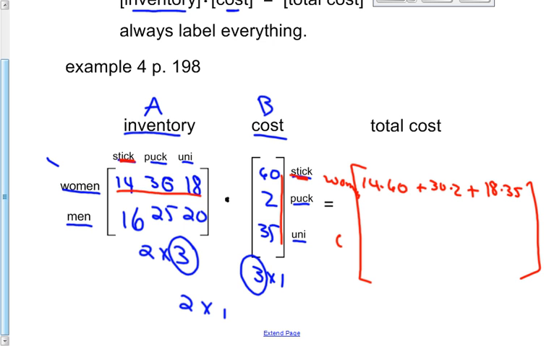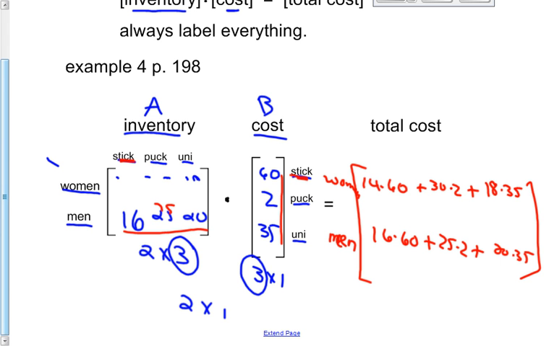Now I'm going to do this again for the men's team. I'm looking at my second row, and again with the column. I need 16 sticks. Each stick costs $60. 16 times 60. Plus, slide over, slide down. I believe this number was 25 right here before I erased. 25 times 2. Plus, and then slide over, slide down. 20 times 35.